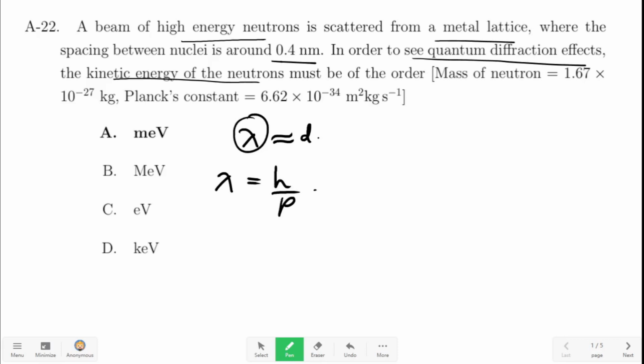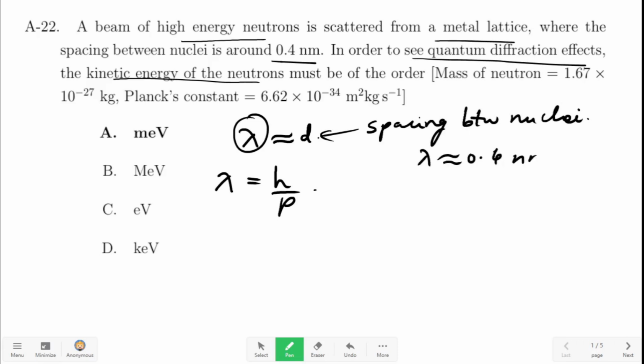So the lambda here is de Broglie wavelength and d here is not slit width. This is not classical diffraction. This is quantum diffraction, and in quantum diffraction d is the spacing between nuclei. Therefore we have lambda is approximately equal to 0.4 nanometer. Now we can find out p. p is equal to h by lambda.